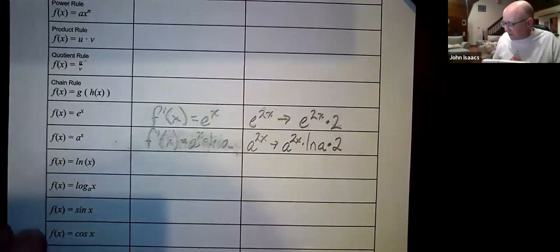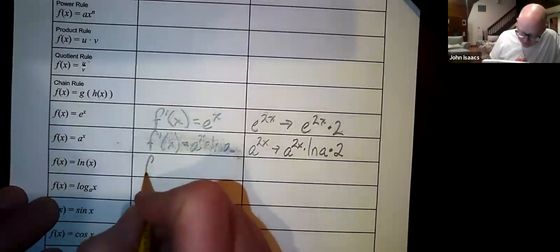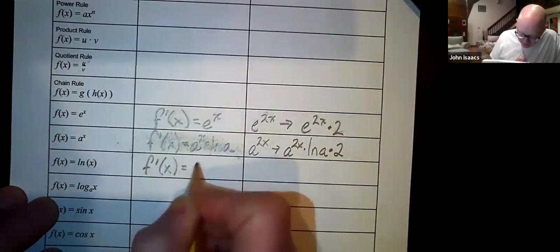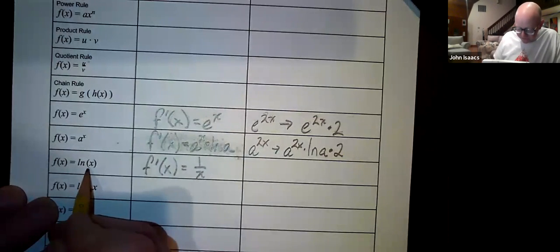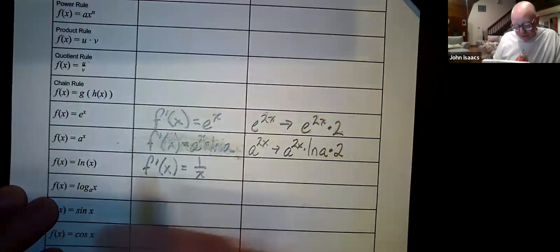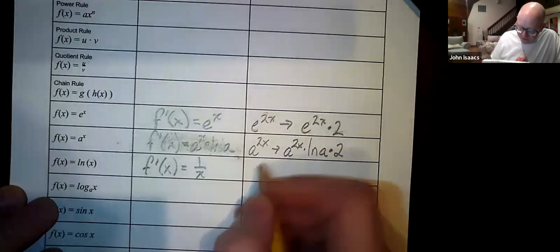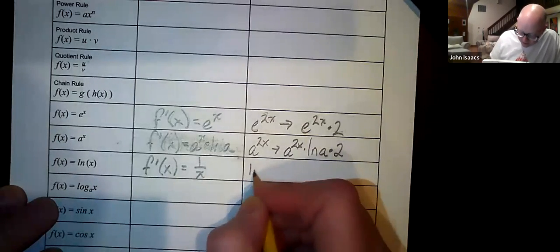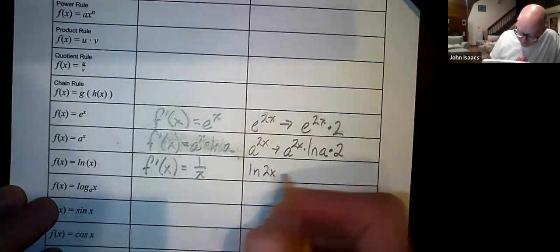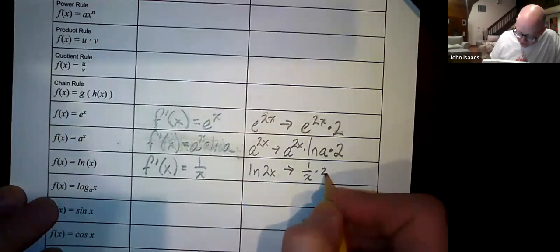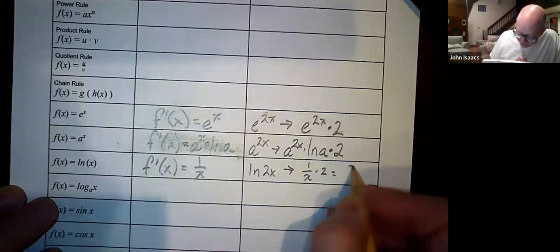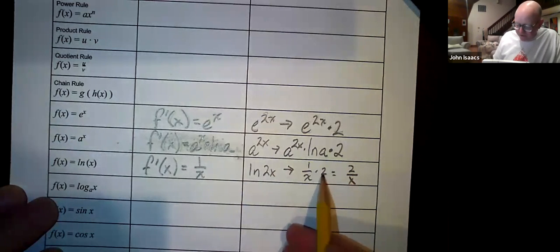Okay, next rule, ln x. We know that the derivative of ln x is 1 over x. We know also that if x is a function here, instead of just x, we have to multiply this by the derivative of that function, so we have to apply the chain rule. So for example, if we had ln of 2x, the derivative there would be 1 over x times 2, which also would be 2 over x. So the derivative winds up in the numerator and x winds up in the denominator.